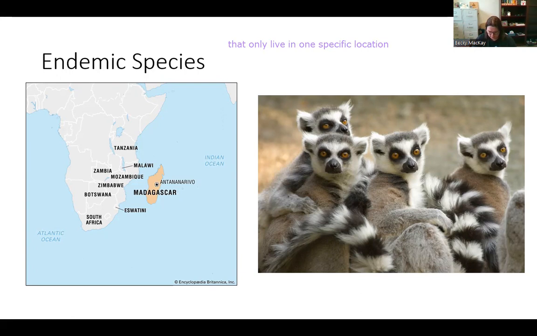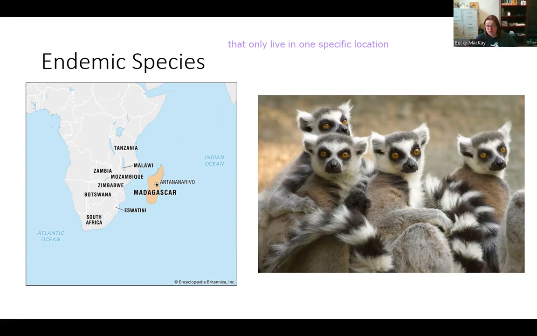Oops, misspelled lemur. 32, not 13. There are 32 different species of lemurs. That's incredible. That's so many. And all species of lemur live off the coast of Madagascar. I mean, in Madagascar. There are no lemurs anywhere else. So lemurs, that whole group, all 32 species, are considered endemic to Madagascar.